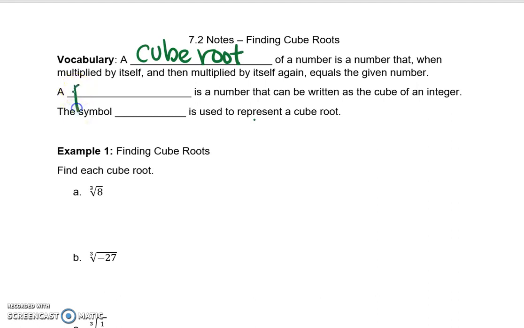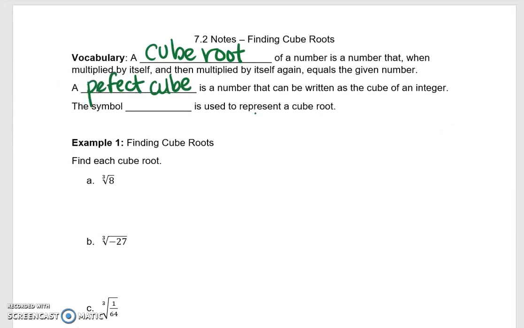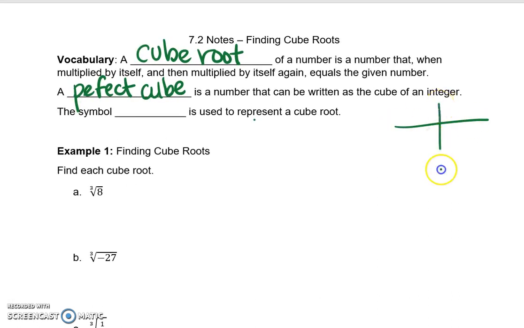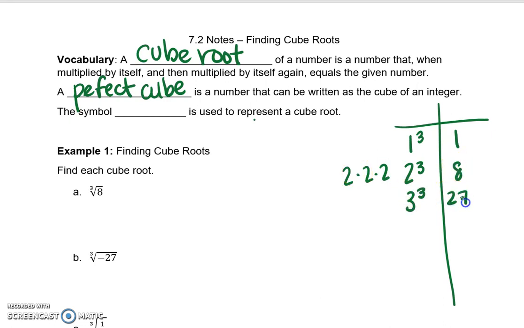So a perfect cube, just like we have perfect squares, we also have perfect cubes. A perfect cube is a number that can be written as the cube of an integer, and we will most likely have you memorize the cube roots up to 10. So 1 cubed is obviously 1. 2 cubed, which is 2 times 2 times 2, I won't do that all the time, but that's 8. 3 cubed is 27. 4 cubed is 4 times 4 times 4, which is 64. 5 cubed is 125. 6 cubed is 216.